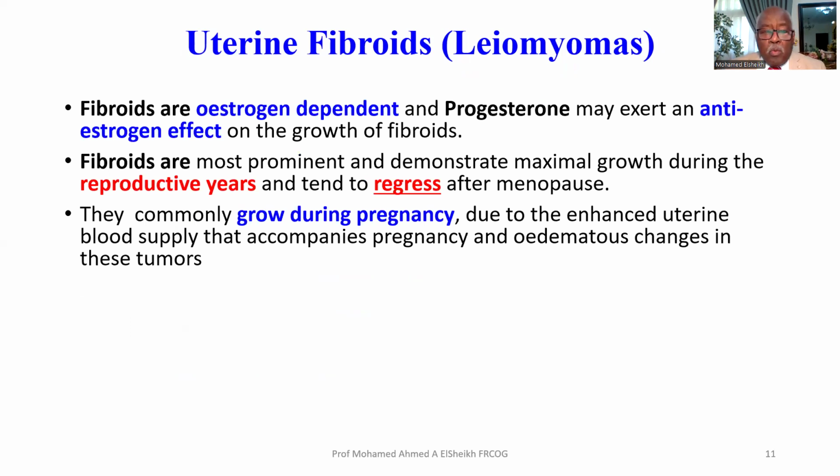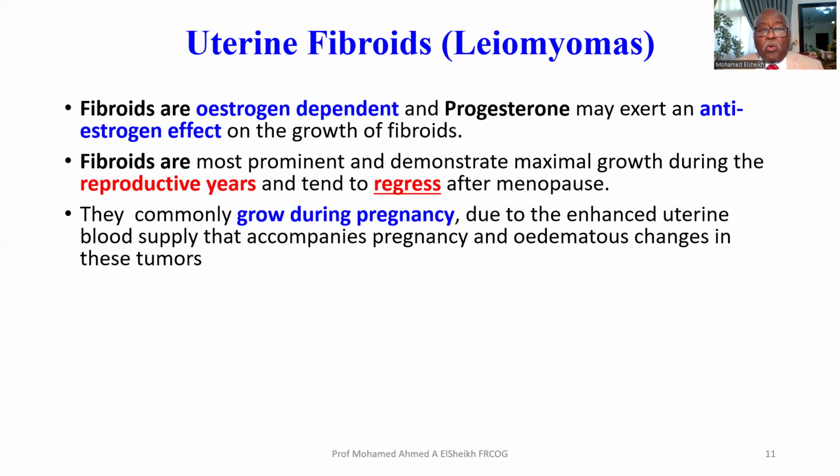So they are more prominent and demonstrate maximal growth during the reproductive years and tend to regress after the menopause. This is very important. During the reproductive life, the fibroids tend to grow. If she goes into the menopause, they tend to regress. And that's when we come to the management also. In the menopause, usually the size becomes less, and sometimes you may leave them alone because the estrogen on which they are dependent is not there.